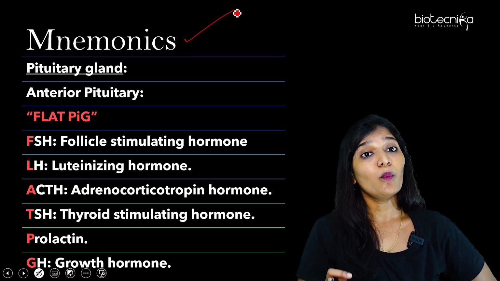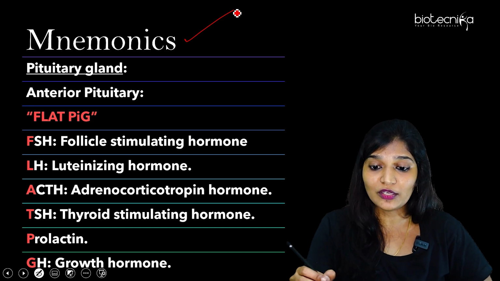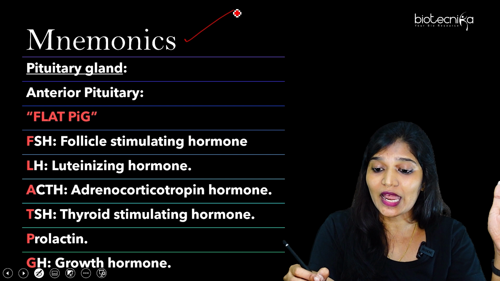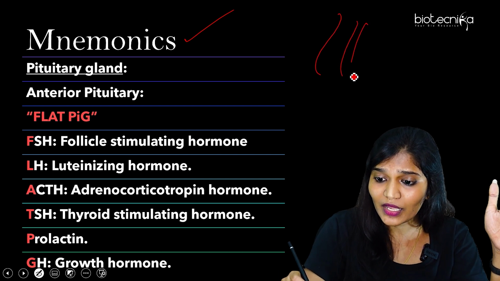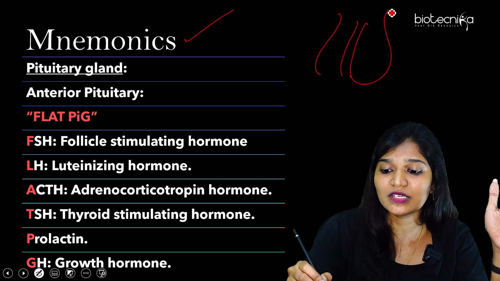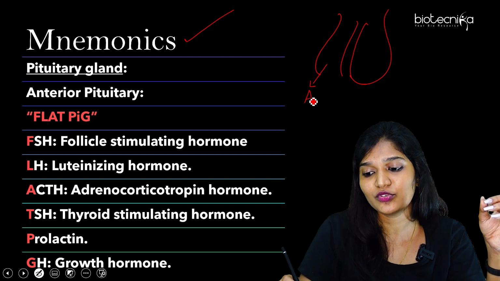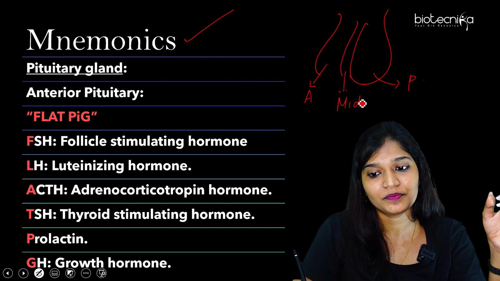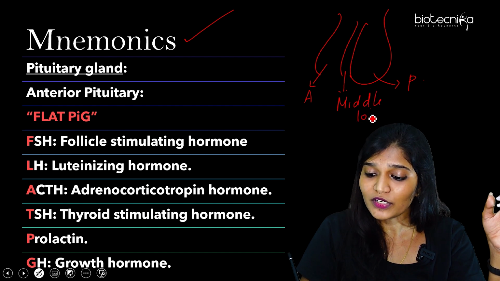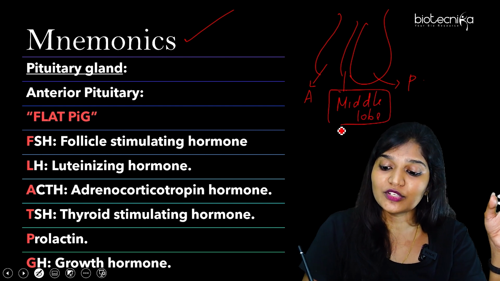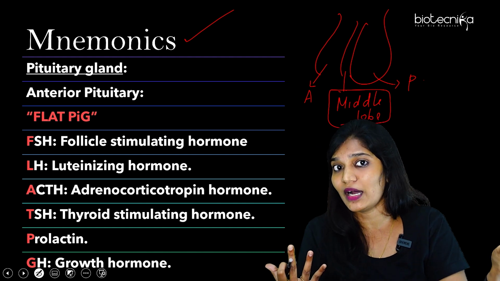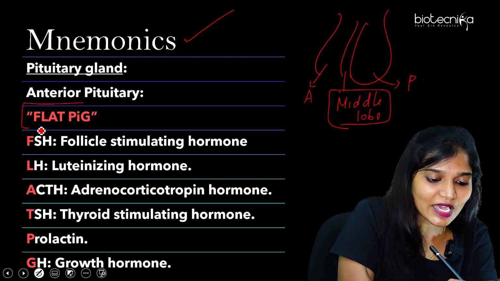I already told you what are the pituitary hormones. So we know there are going to be anterior part of the pituitary, which is called adenohypophysis. And we know there is going to be posterior part of the pituitary. This is anterior part of the pituitary, and this is posterior part of the pituitary, and this is going to be the middle lobe. We already know. And what is this anterior part of the pituitary is going to secrete? What are the hormones? It is based on endocrinology. How can I remember all the hormones? You can just remember flat pig.